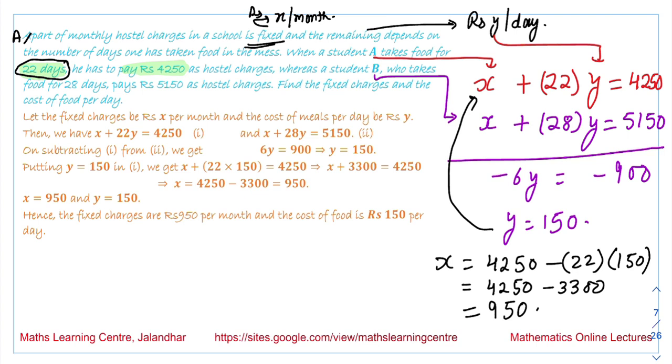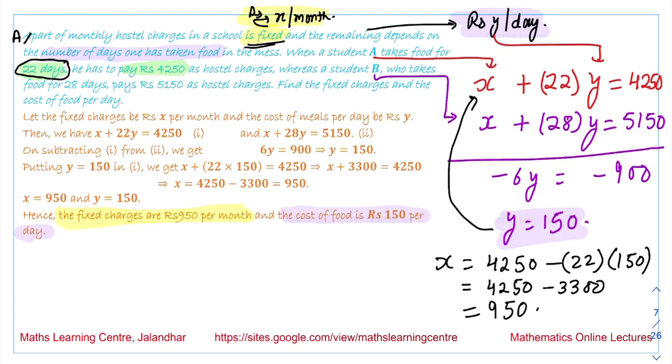So x we have assumed is the fixed charge. So we are saying the fixed charge is rupees 950 per month and y is 150. So the cost of the food is rupees 150 per day. It is the number of days one has taken food in the mess.